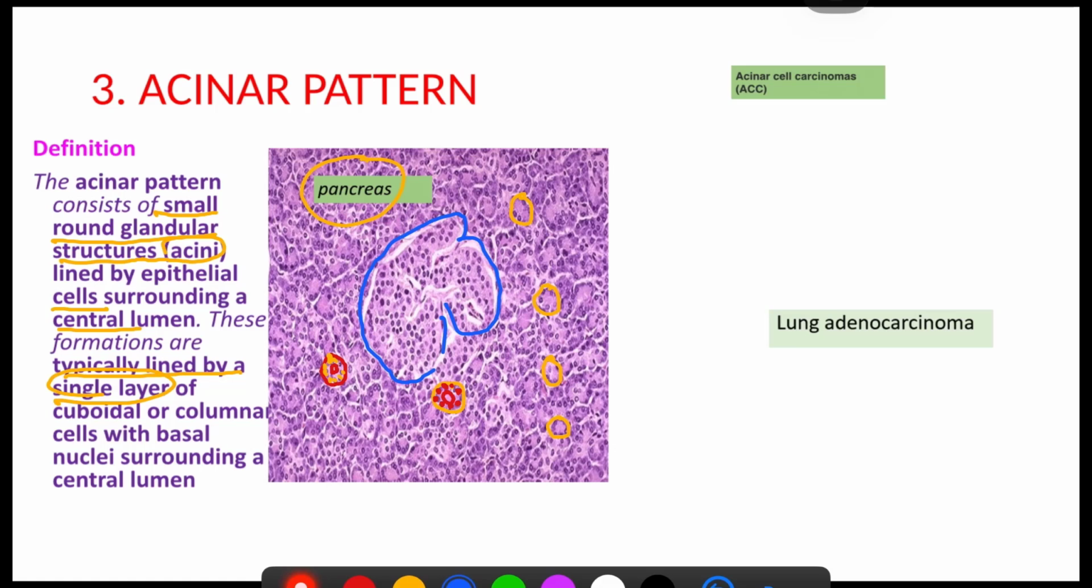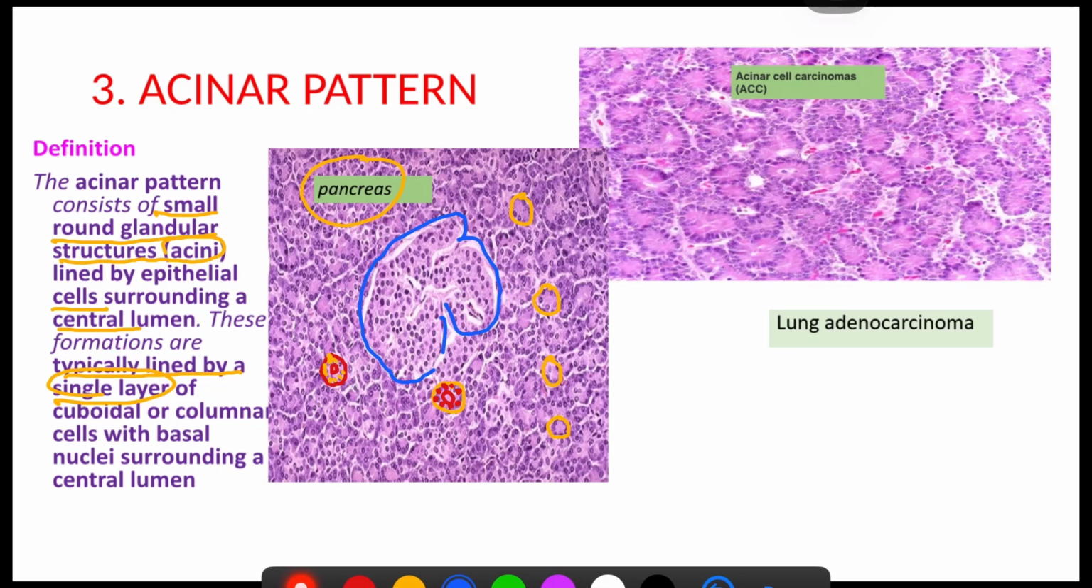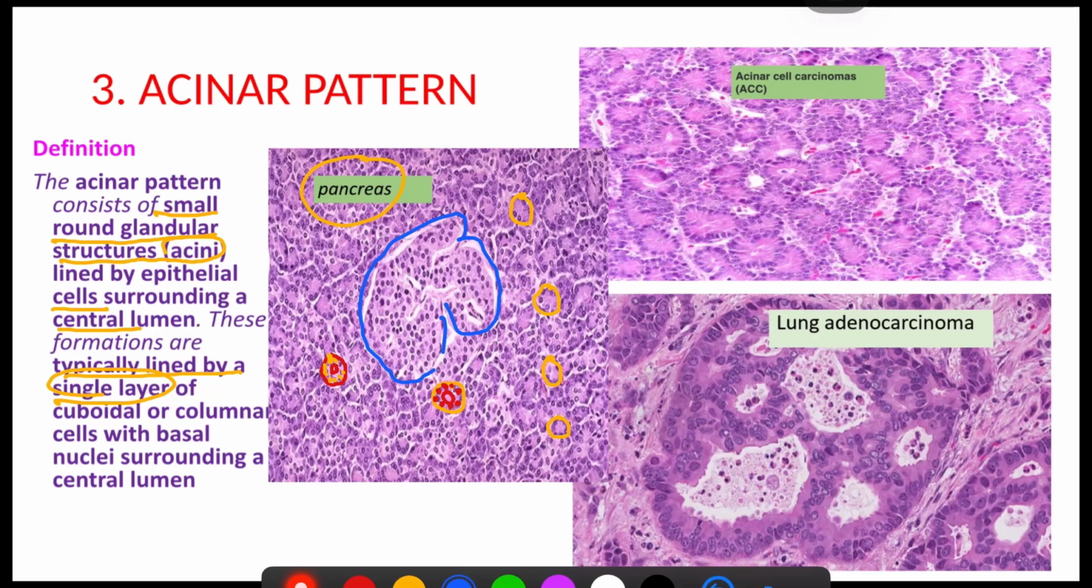Now this similar pattern is also seen in acinar cell carcinoma and lung adenocarcinoma. So here also you can identify these are the acini with central lumen, and here in adenocarcinoma this is the lumen surrounded by tumor cells. So whenever you see small lumina surrounded by mostly a single layer of cuboidal to columnar cells, it is called acinar pattern.